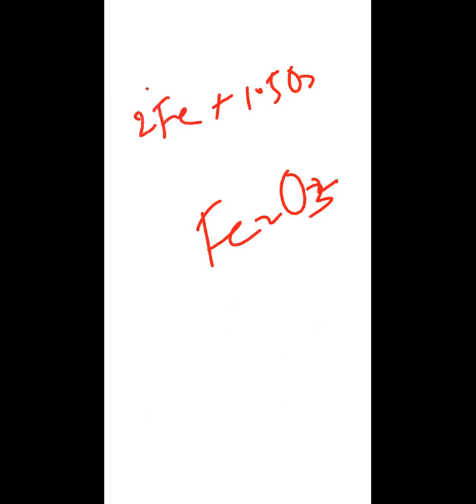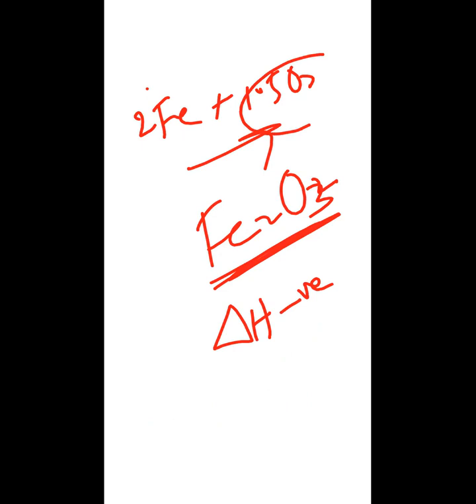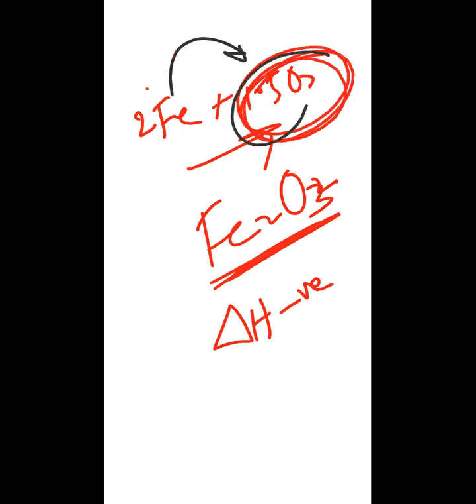When you form iron oxide, we just did this one, 1.5 oxygen, and we are using 2 moles of iron, and we are getting iron oxide. So the enthalpy change of formation will be negative here. It will not be positive. Oxygen helps in burning. When iron is reacting with the oxygen, it is burning with the oxygen. It will release energy, negative.